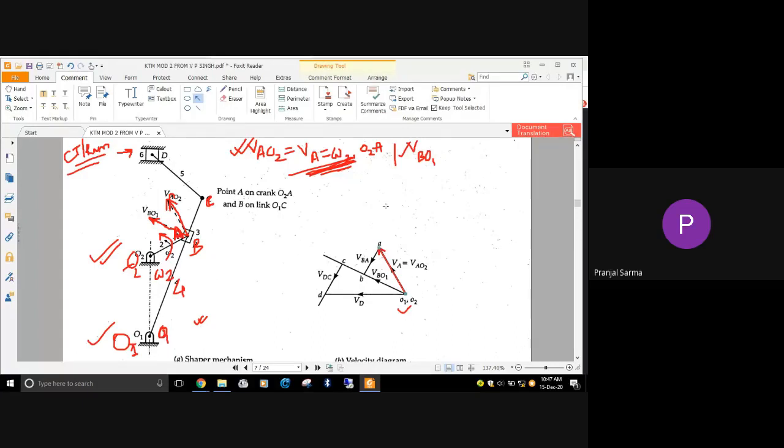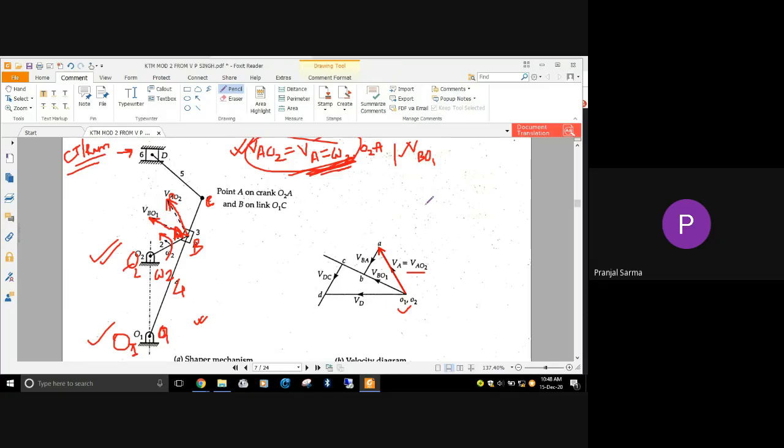Okay, and this represents what? VA, or ultimately VAO2, same thing. And we have got magnitude as well as direction. So this vector represents PA or PAO2, because O2 is fixed, so we can write just PA itself. Same thing, absolute velocity. Okay, understood? Yes, sir. Okay, so it has direction already, we know, perpendicular to O2A.